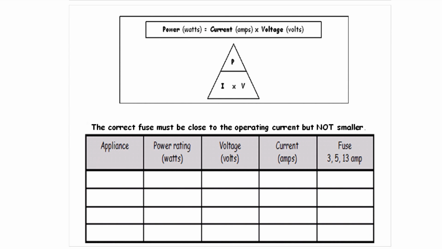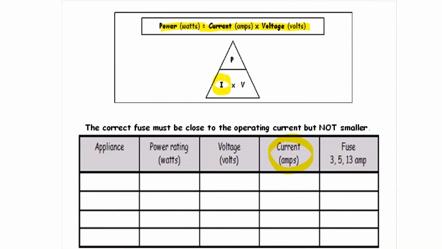this equation here, power equals current times voltage, and we're going to be working out the current, and current is given the symbol I. So if you were to put your thumb over the I, current, I would equal P divided by V. So current is power divided by voltage. So let's work some of these out now.